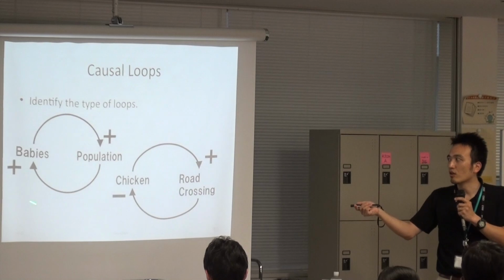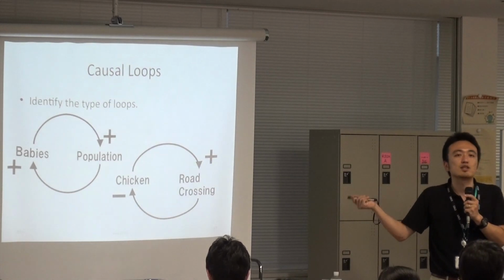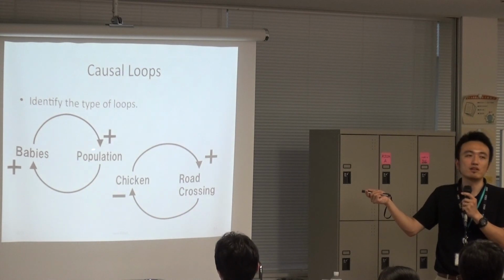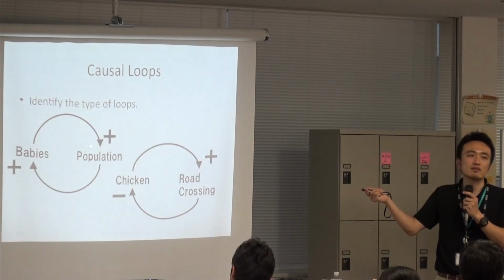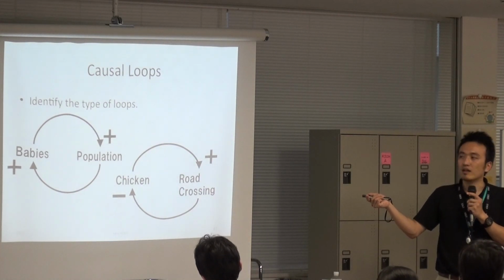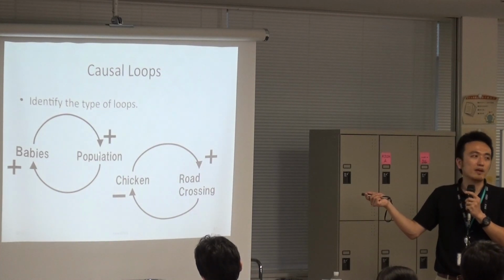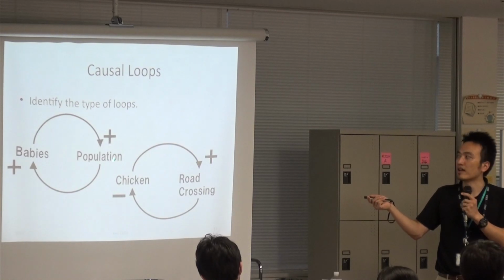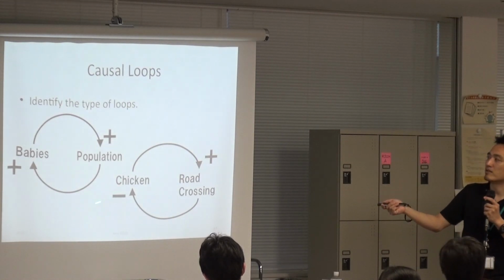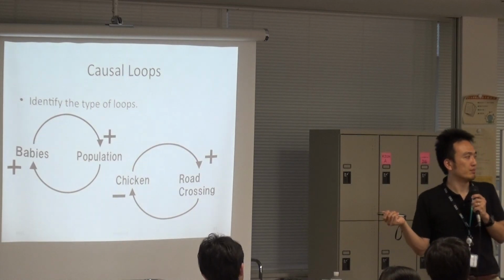Let's take a look at the other way, because it's directional. The direction matters. Let's take a look at the population. When population decreases, the number of babies decreases. When population increases, the number of babies will increase. So again, it's a positive link. Now we found there's a circle, or loop.